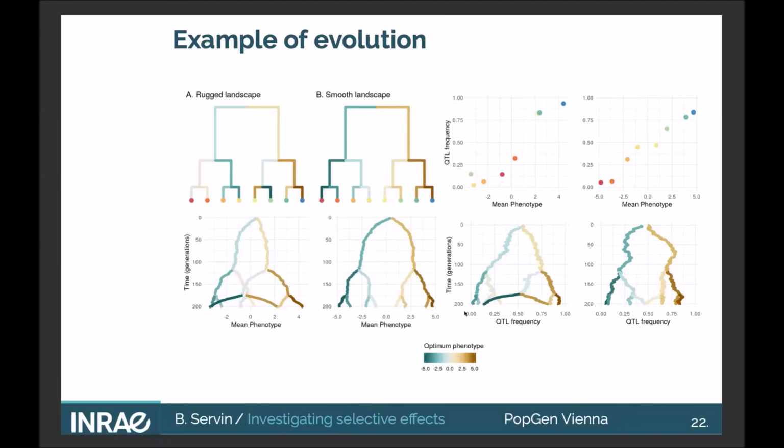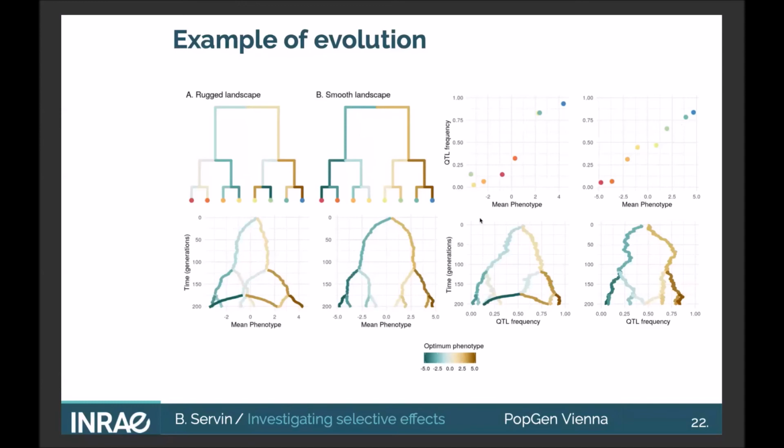Whereas in the smooth landscape, where closely related populations have close optimum values, when you look at these trajectories, you can really see the population tree, the neutral structure, popping out. This is true at the mean phenotype level, and at the allele frequency level. Eventually, in both situations, we have a clear relationship between the mean phenotype and the QTL frequency. But in the smooth landscape on the right, we also have a clear relationship between the genetic distance between populations and the mean phenotype. So we have a confounding between structure and adaptation, whereas it's not true in the rugged landscape case.